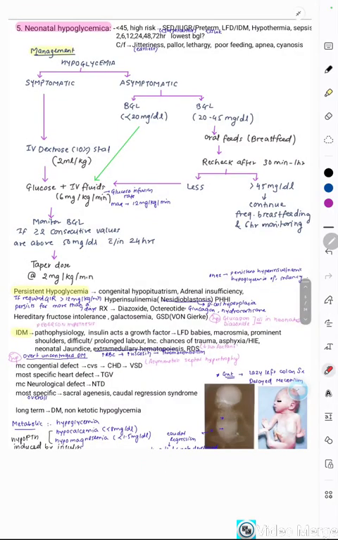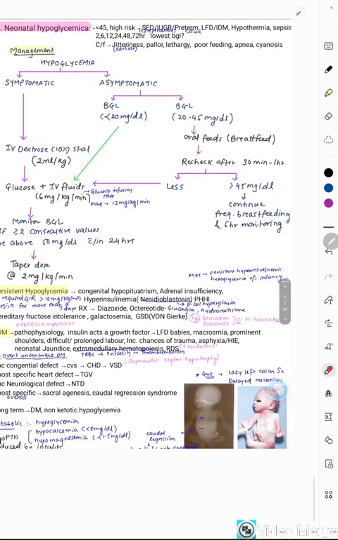Neonatal hypoglycemia. Neonatal hypoglycemia is defined when the blood glucose levels are less than 45 milligrams per dL. The high risk for neonatal hypoglycemia is small for gestational age babies, intrauterine growth restriction, or preterm babies. Similarly, large for date babies, infants of diabetic mothers, hypothermia, and sepsis. These are all the risk factors for neonatal hypoglycemia.